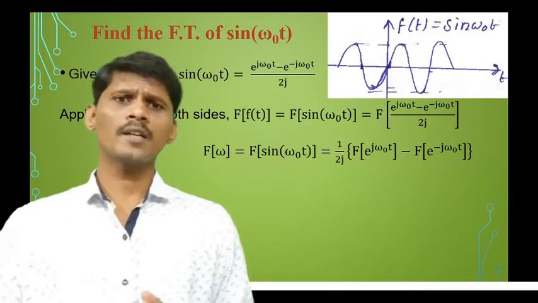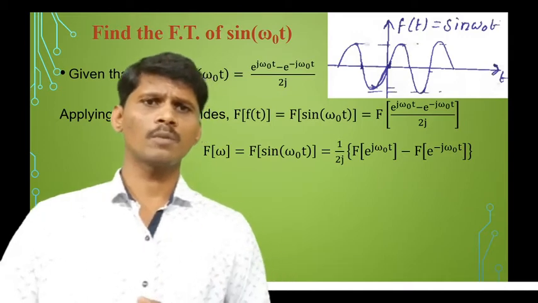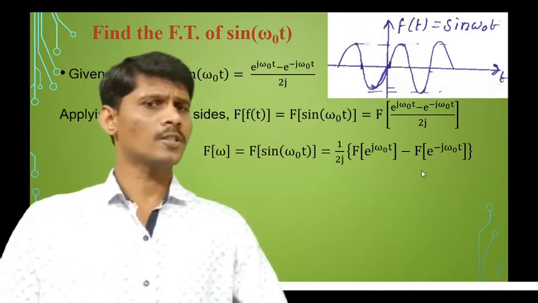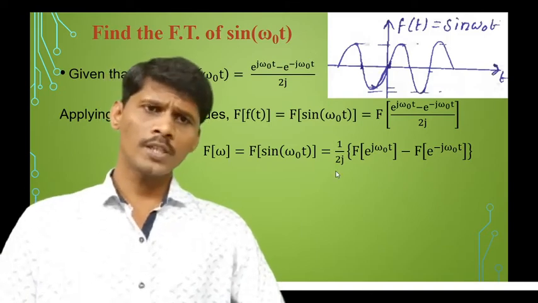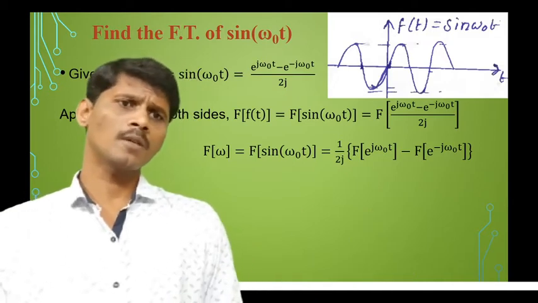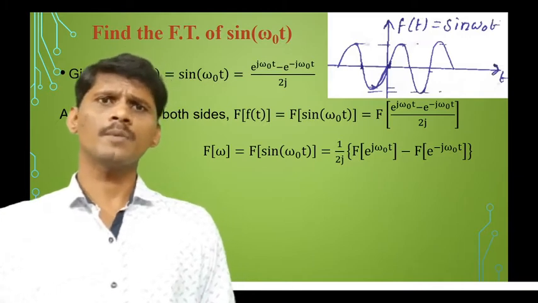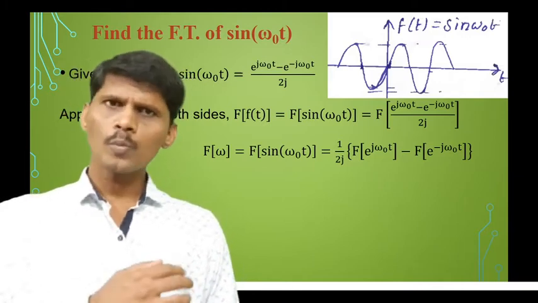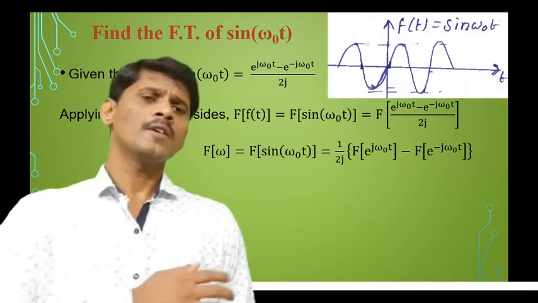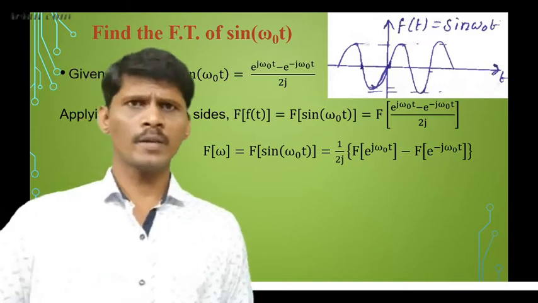Applying the Fourier transform on both sides, the Fourier transform of the LHS term is equal to the Fourier transform of the RHS term. On the RHS, applying the Fourier transform to each term, 1 by 2j is a constant written before: Fourier transform of the first term minus Fourier transform of the second term. The Fourier transform of e power j omega naught t is 2 pi del of omega minus omega naught, and the Fourier transform of e power minus j omega naught t is 2 pi into del of omega plus omega naught.